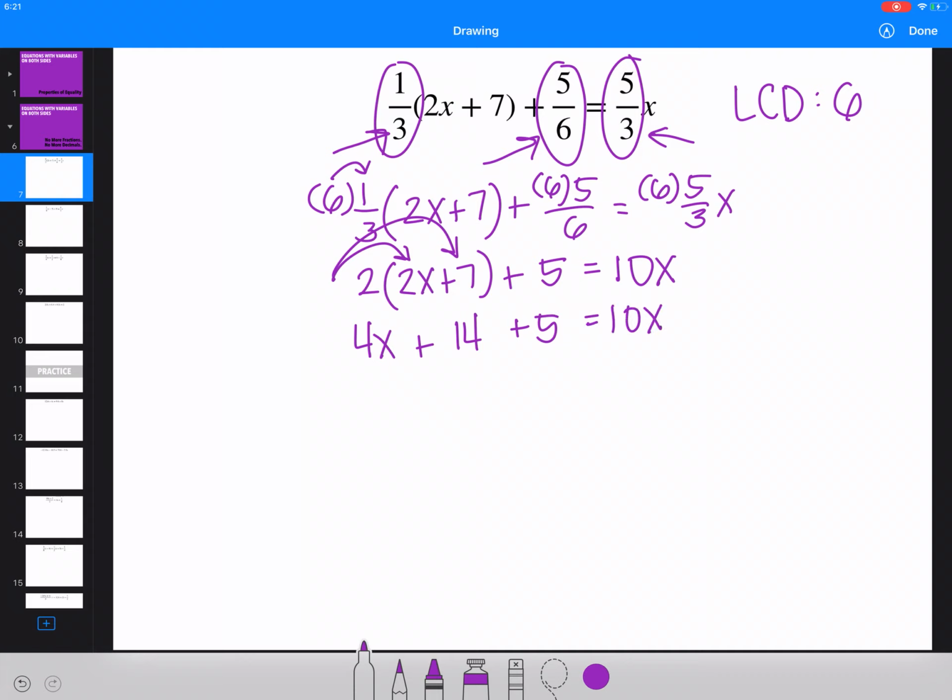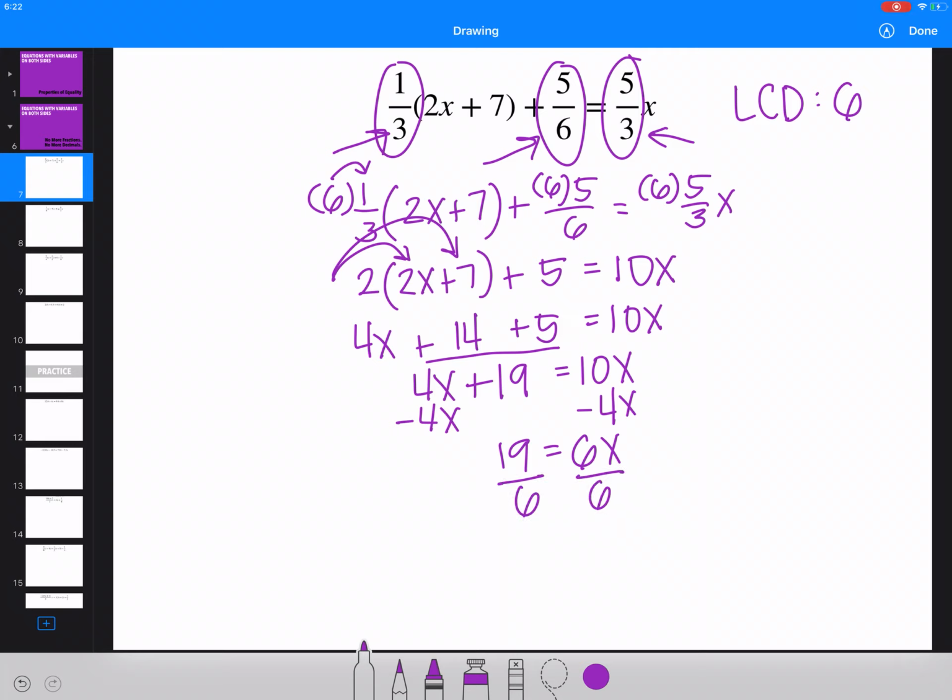So now I can use my properties of equality and inverse operations to simplify and solve this problem. So I'm going to combine these terms. So I have 4x plus 19 equals 10x. And I'm going to subtract 4x from both sides. And I'm left with 19 equals 6x. I'm going to divide both sides by 6. And x equals 19 over 6.